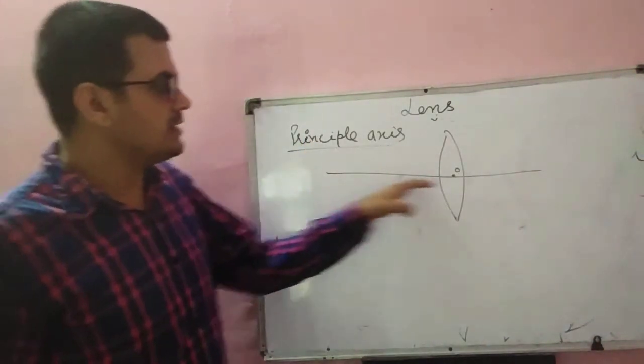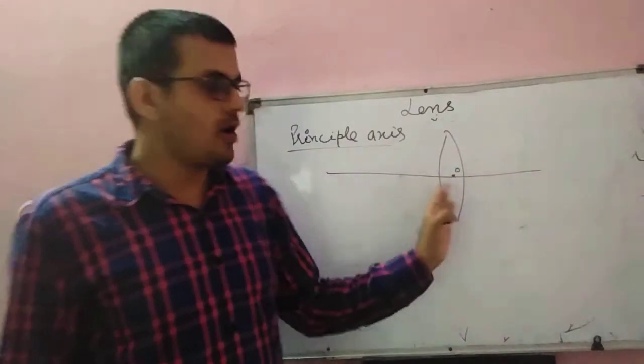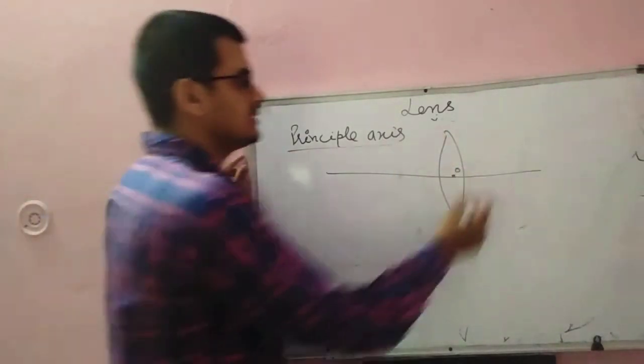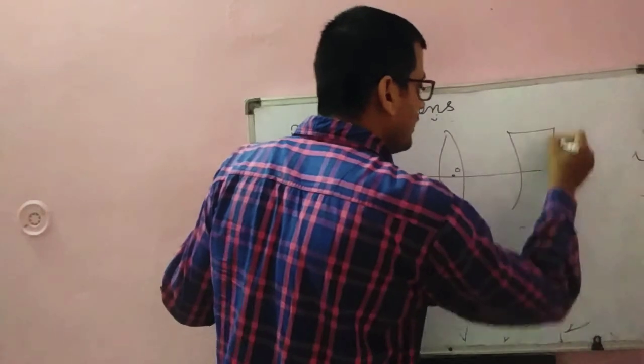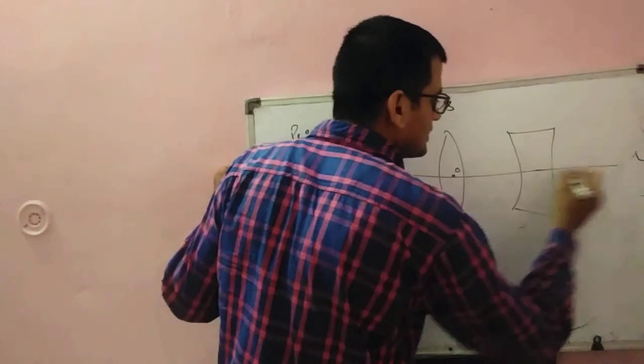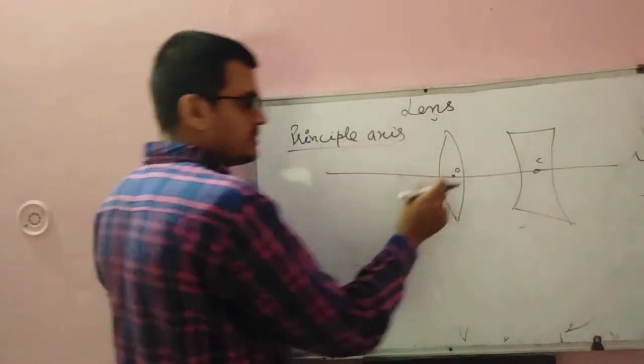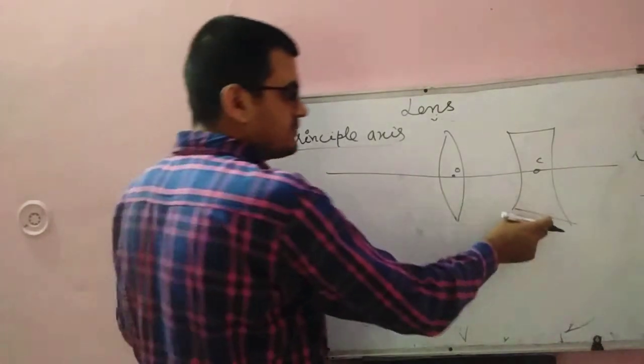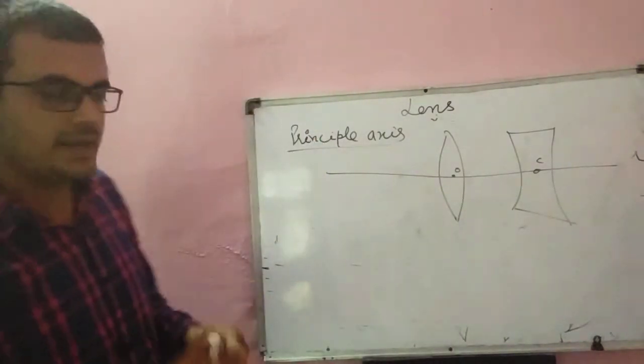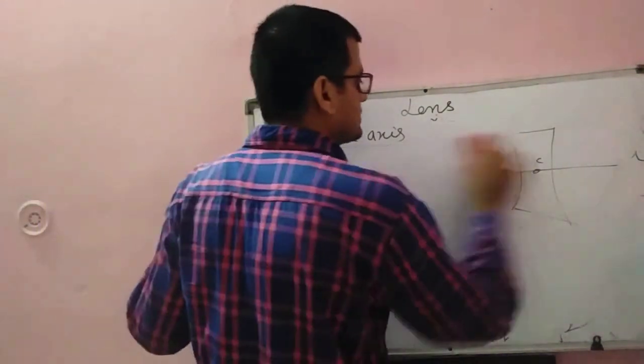The line which is simply passing through the optical center of the lens, that is called the principal axis. So this is the principal axis. This one is for convex and this one is for concave. Student, next one is principal focus.